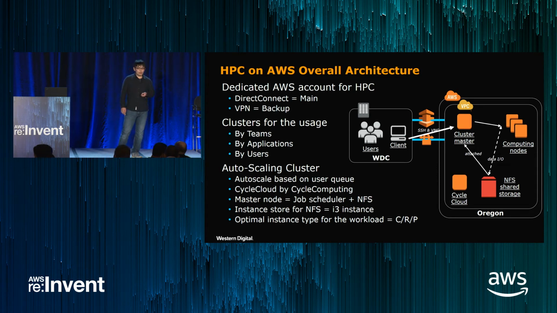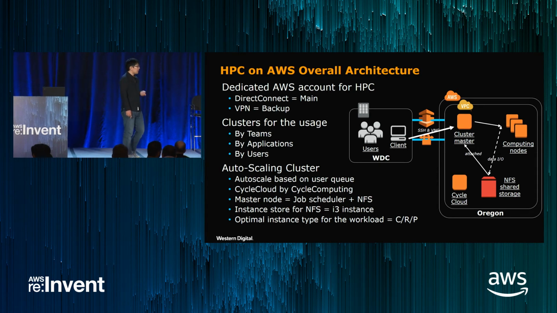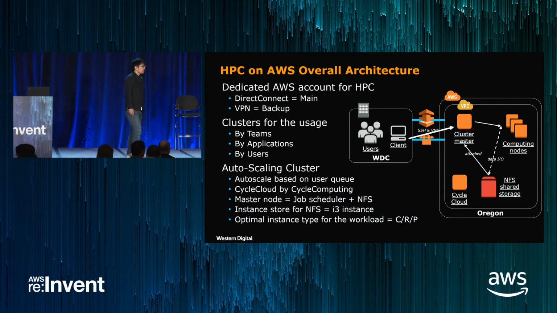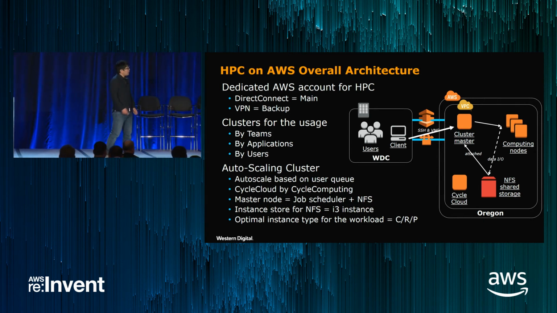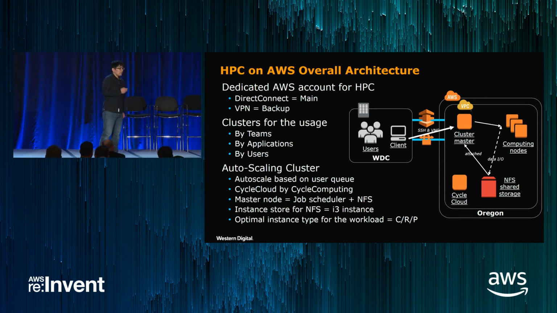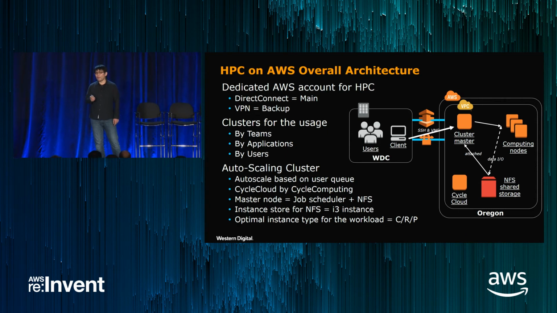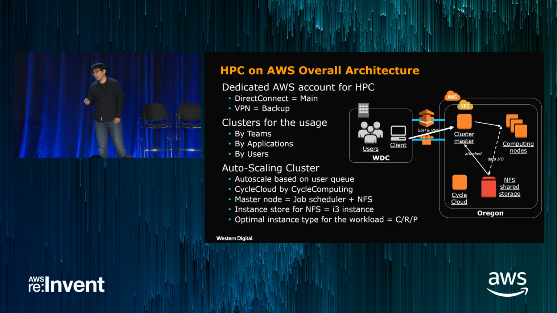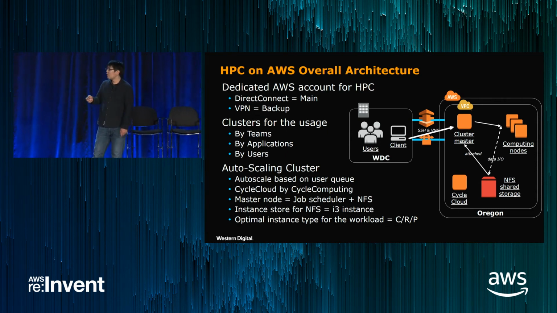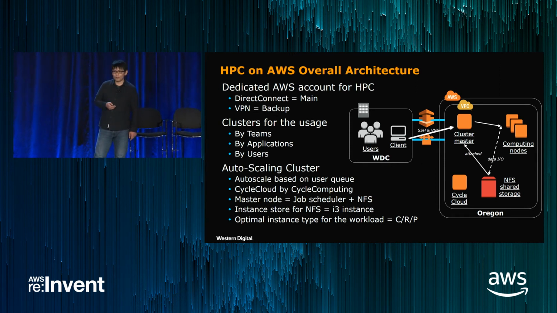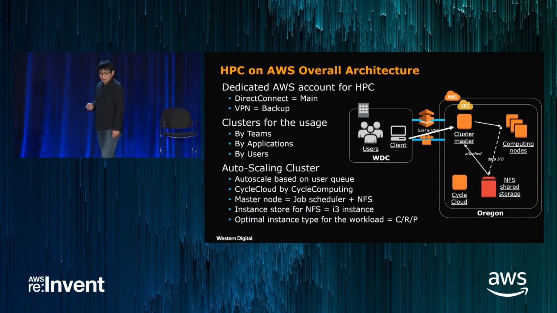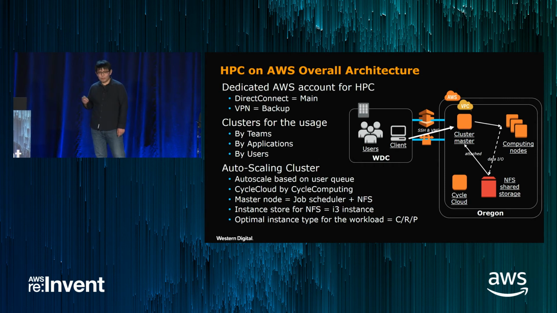For the cluster shared storage, I use i3 instance store for higher I/O. i3 instances have NVMe SSD. They have really fast I/O. I like i3 instances very much. For computing nodes, we choose from compute optimized, memory optimized, or GPU instances based on the requirements of the application and its workload. Again, for optimal performance.